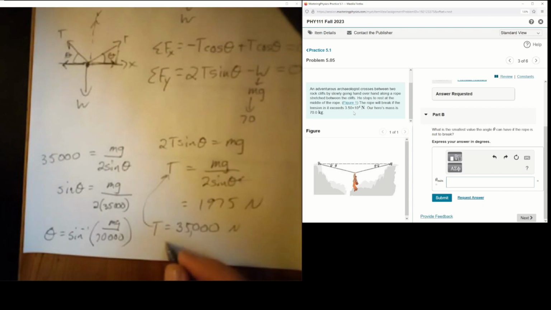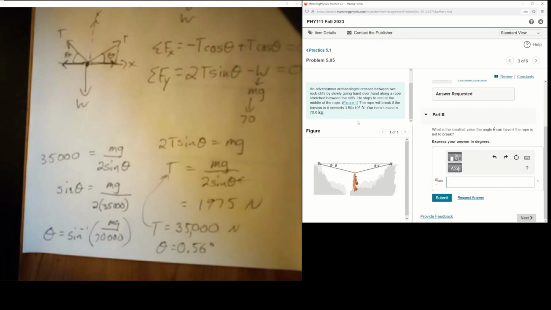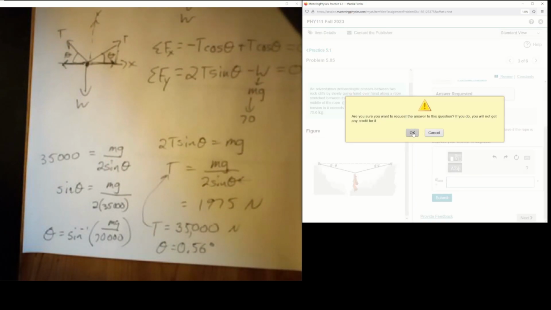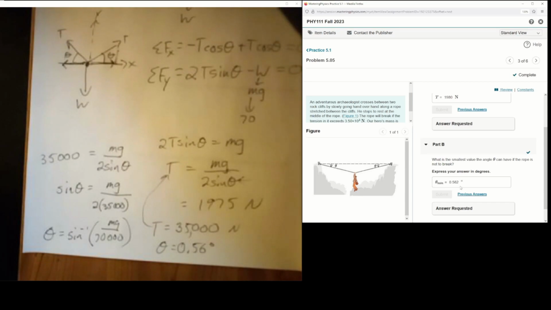And that is a pretty small angle, 0.56 degrees. And what do they got? 0.56. And they did carry the 2 there, 3 sig figs. Yep, the next digit would be a 2.